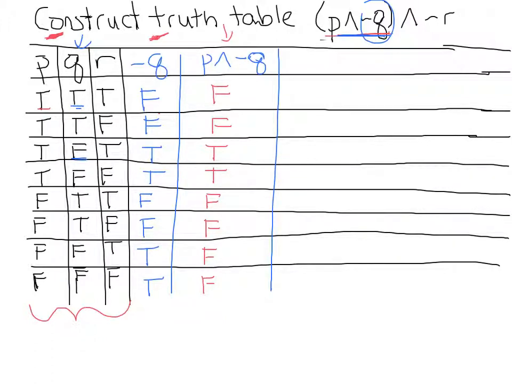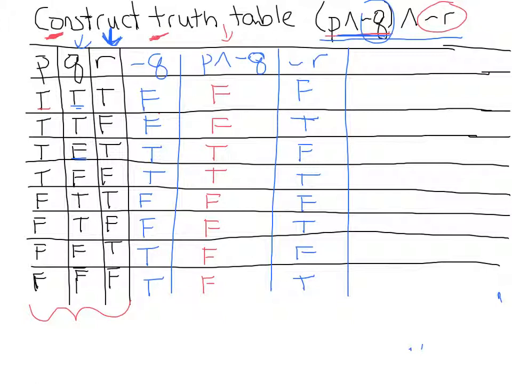And now we need to work on getting this entire statement. So the first thing we want to do is get not R. So in the next column, I'm going to say what not R is. Again, not R is going to be the opposite of this column here. So in this column we have true in our first row, so that makes this false. False makes it true. Remember, it's just the opposite. True becomes false. False becomes true. True becomes false. False becomes true. True becomes false. And false becomes true.